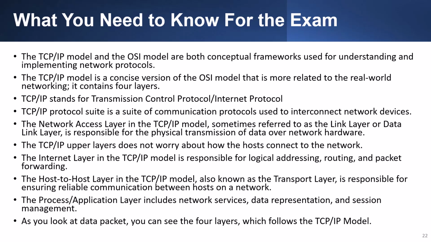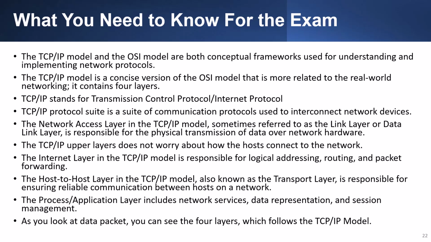The network access layer in the TCP/IP model, sometimes referred to as the link layer or data link layer, is responsible for the physical transmission of data over network hardware. The TCP/IP upper layers do not worry about how the host connects to the network. The internet layer in the TCP/IP model is responsible for logical addressing, routing, and packet forwarding.